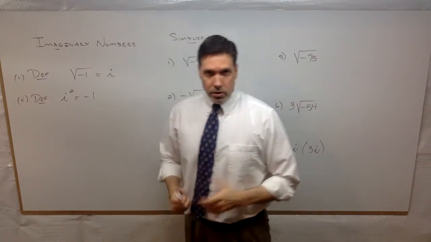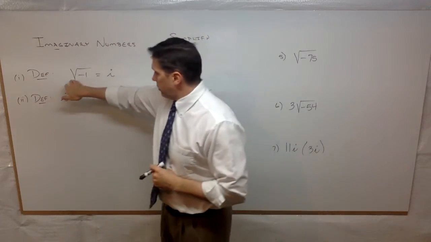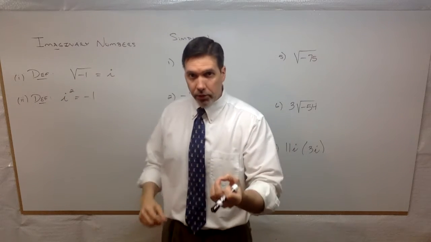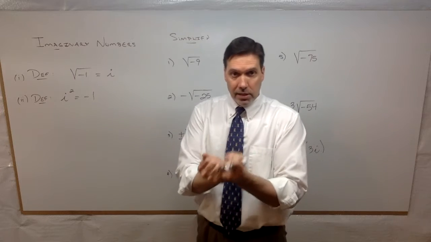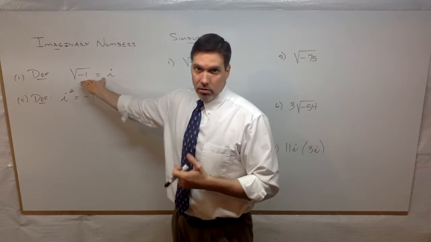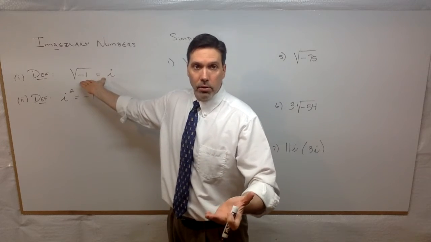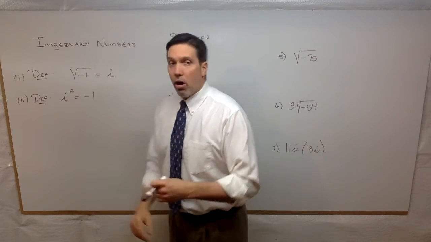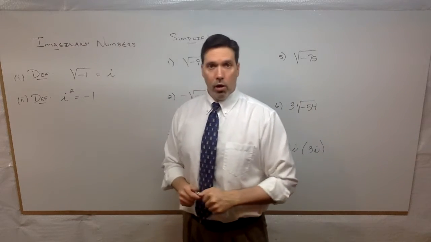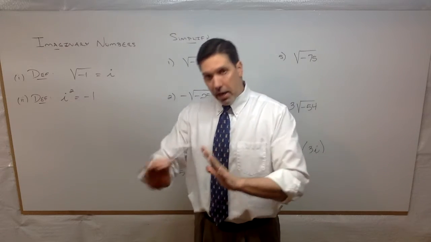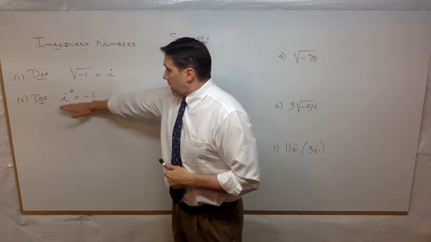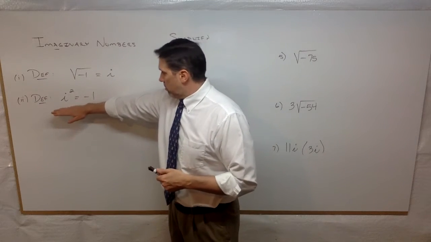there are two definitions that we have to follow here. The first thing is when you take the square root of negative 1, there's no real number that multiplied by itself will give you negative 1. So this is not possible in the real numbers. So what we say is, let's call this an imaginary number. Every time we see the square root of negative 1, we'll call that i, and everything else will stay the same.